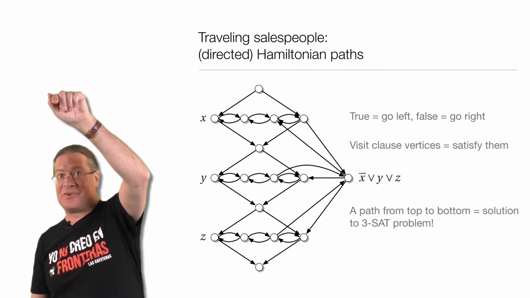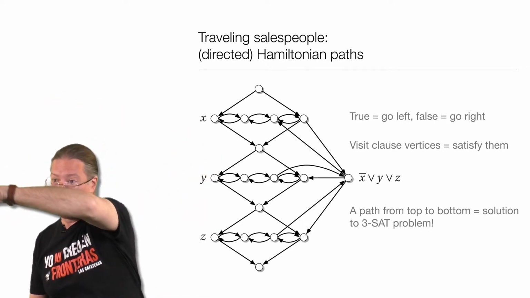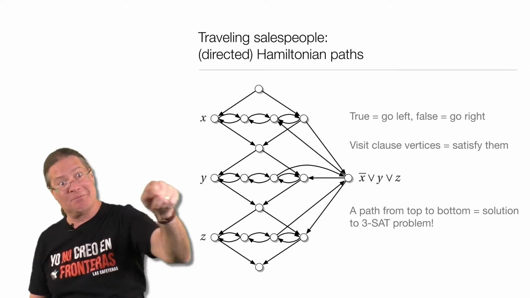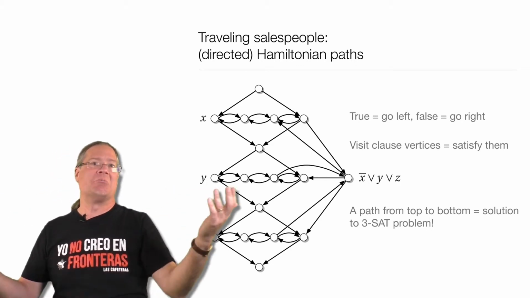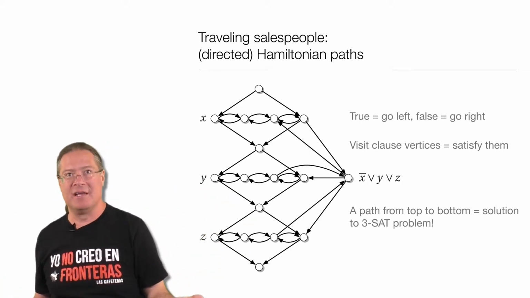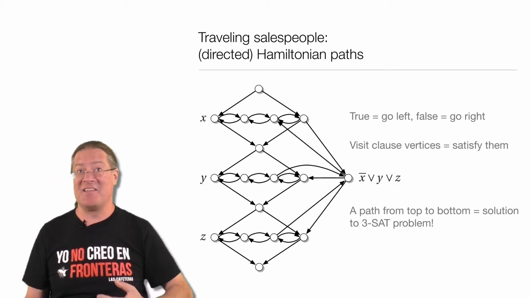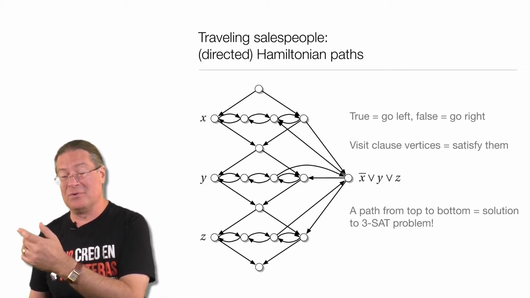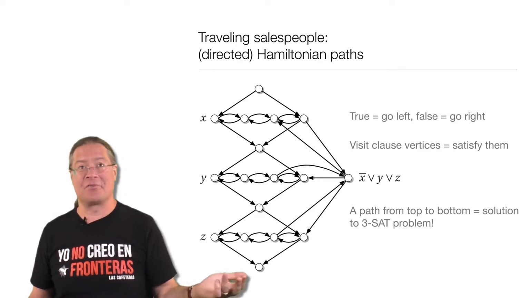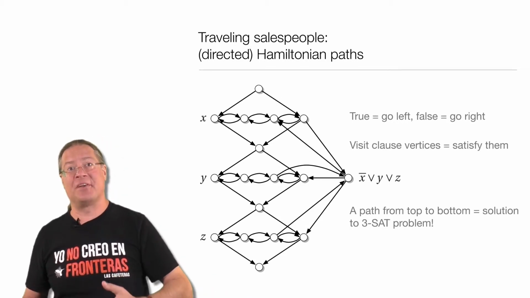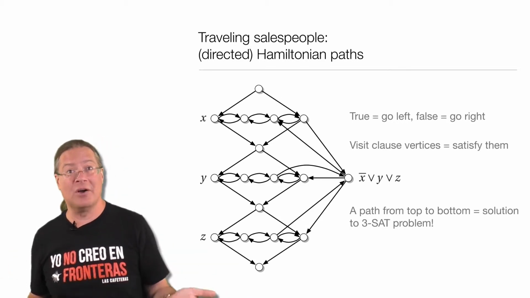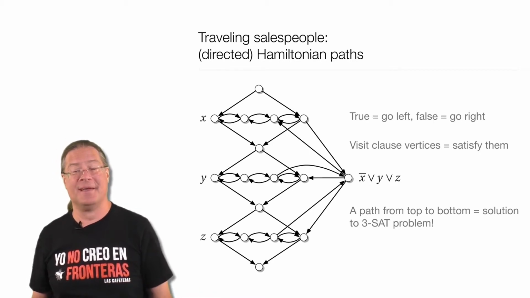That means we have to traverse this gadget like that and then down, or like that and then down. Well, we will arbitrarily decide that this corresponds to setting that variable x true or false. Those are our variable gadgets. They're a way to express a choice of which way we go in the Hamiltonian path problem.